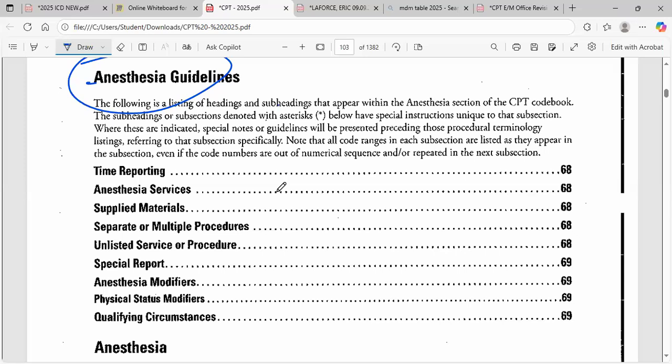Then we have a nerve block also. The codes for nerve block are not listed in the anesthesia chapter; they are listed in the 6 series, because that series is related to the nervous system. And then we have another type, that is MAC, which is monitored anesthesia care.